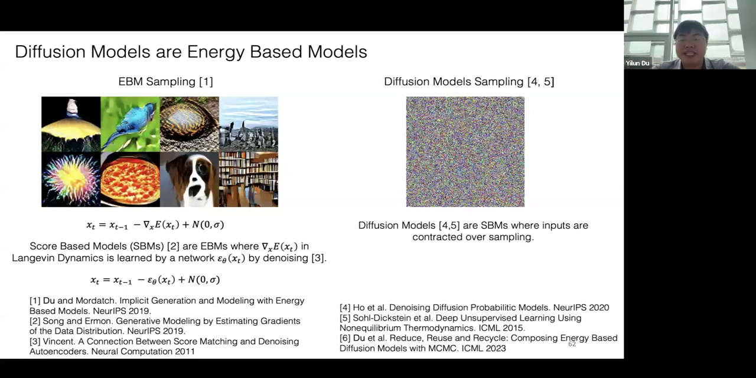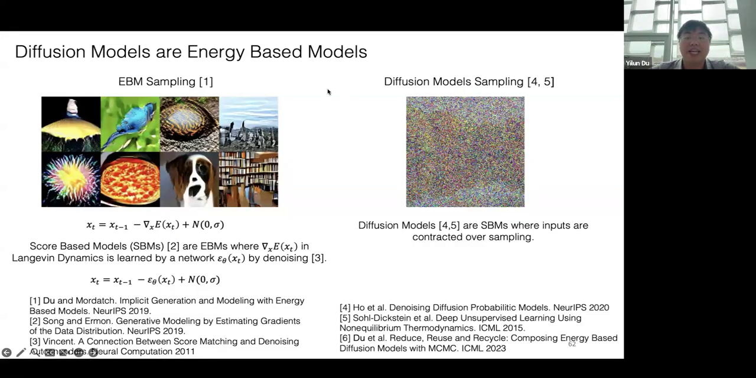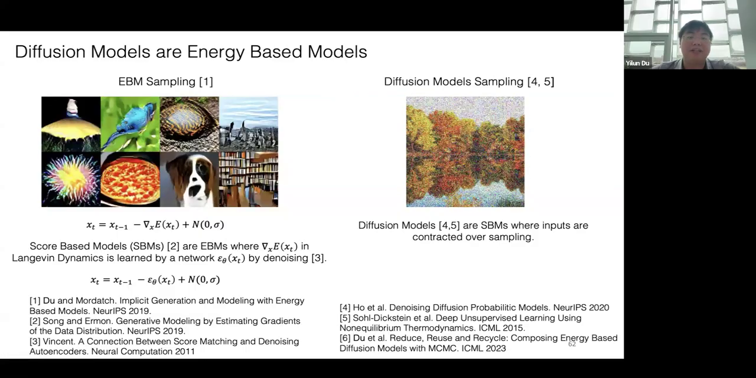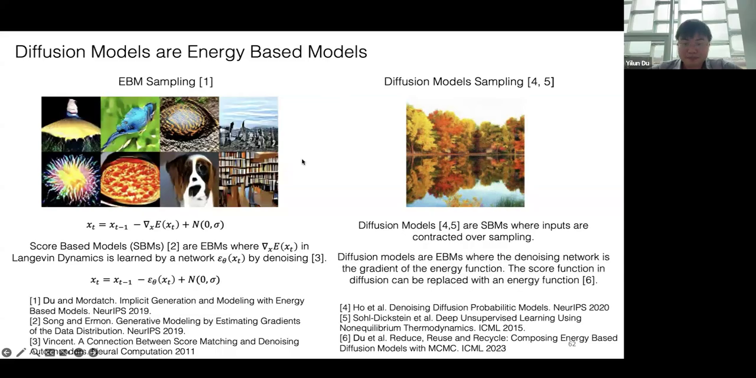And you can view diffusion models as a type of score-based model where there's a bit more contraction of the input over sampling. But you can see that the overall sampling procedure ends up looking exactly the same as the Langevin sampling procedure that we proposed earlier. And then you can essentially interpret diffusion models as energy-based models, where you interpret the denoising function as a gradient of the energy function. You can also change the parameterization of the diffusion model so that instead of parameterizing it using this denoising function, you parameterize it with the energy function, which we show in this paper.